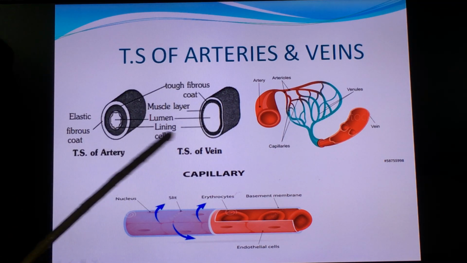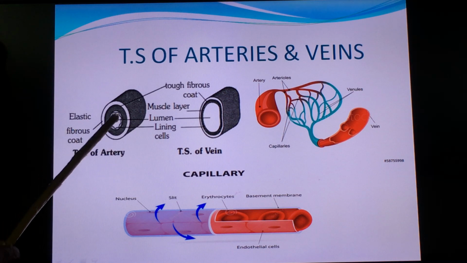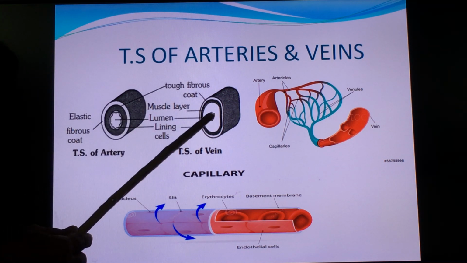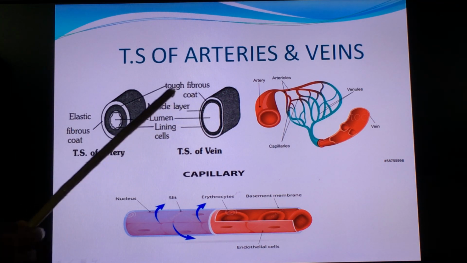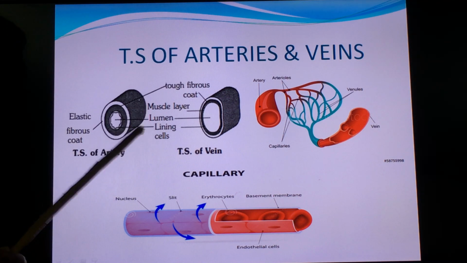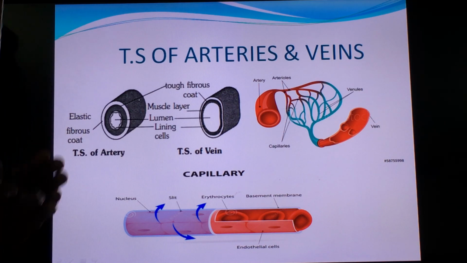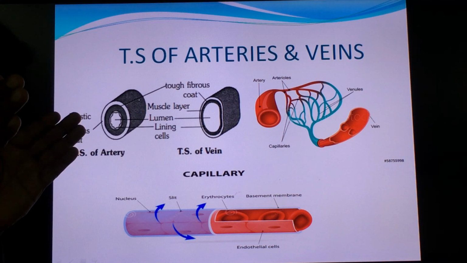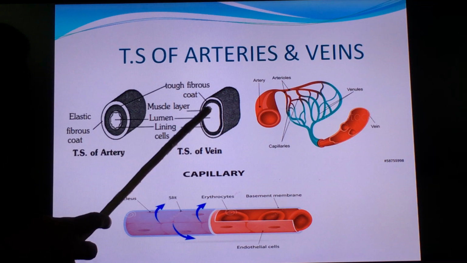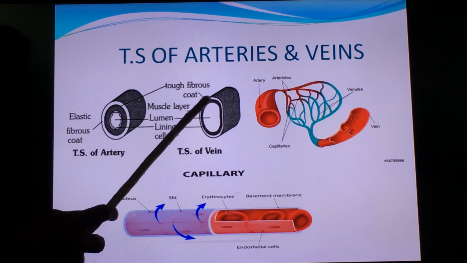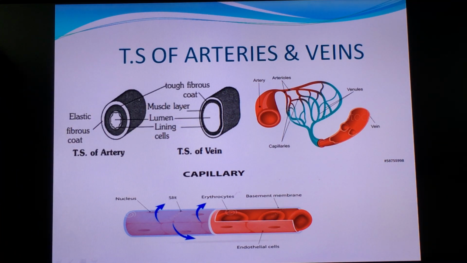What is the reason behind this? Here they have small lumen, they have large lumen. Lumen means empty space. What is the reason? Here they have elastic fibrous coat. Elastic means arteries can expand their volume. Here veins have tough fibrous coat. Tough means they cannot expand.